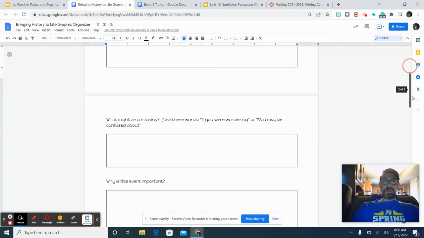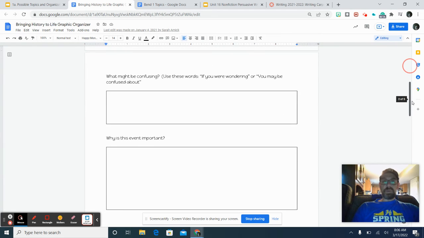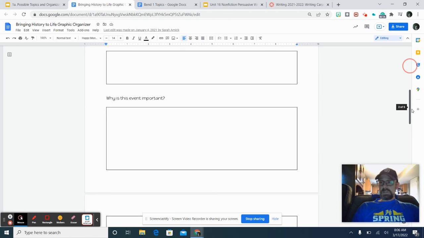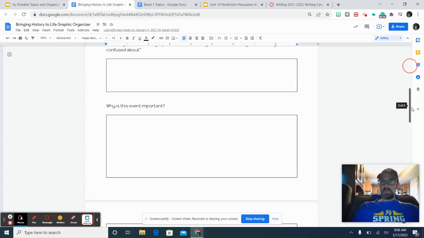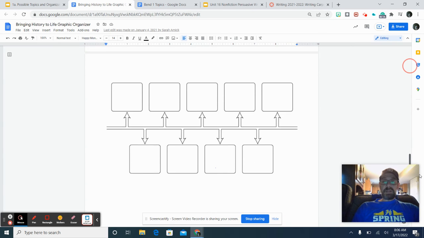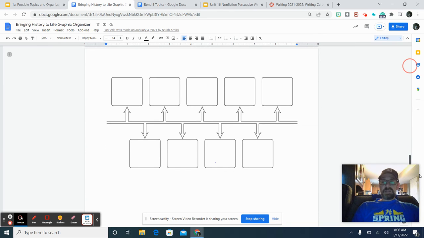And if you keep scrolling, it's got some more questions. What might be confusing? Why is this event important? When we're writing about it, we definitely need to include why this event is important. And then we have the timeline. Do you need to fill out the timeline? Yes, you do. Do you need to have 9 different events on the timeline?